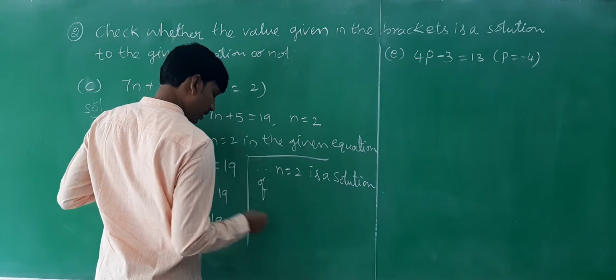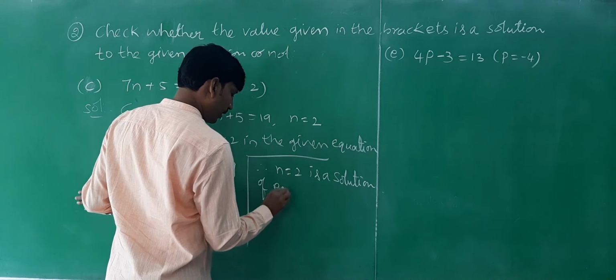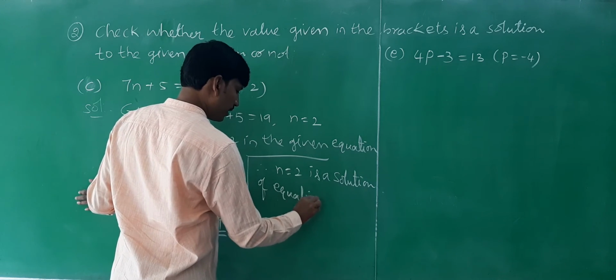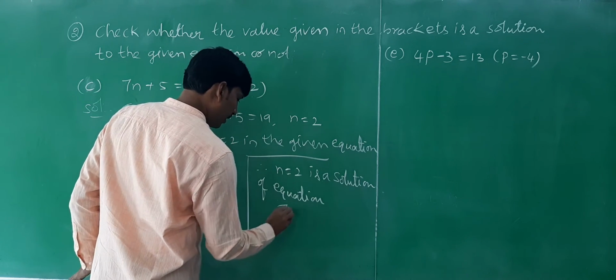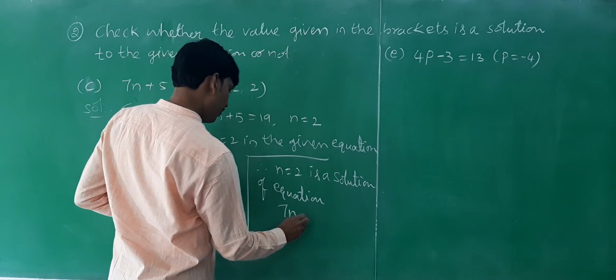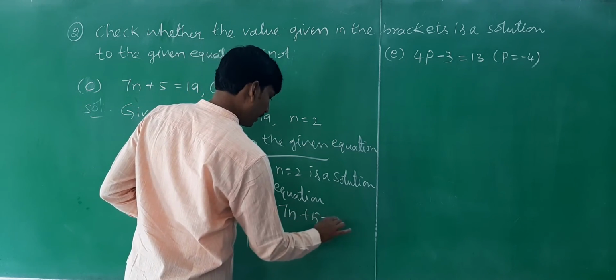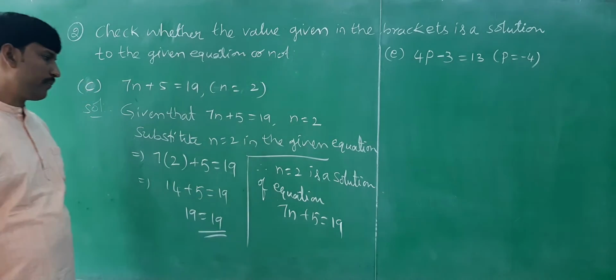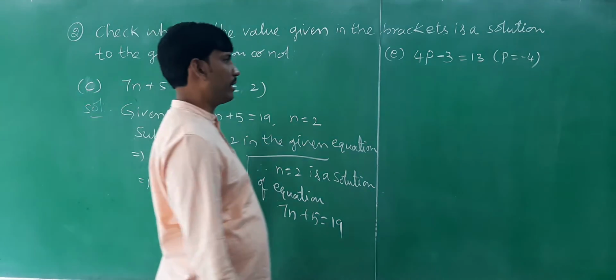So therefore n is equal to 2 is a solution of the equation 7n plus 5 is equal to 19. Right, children?